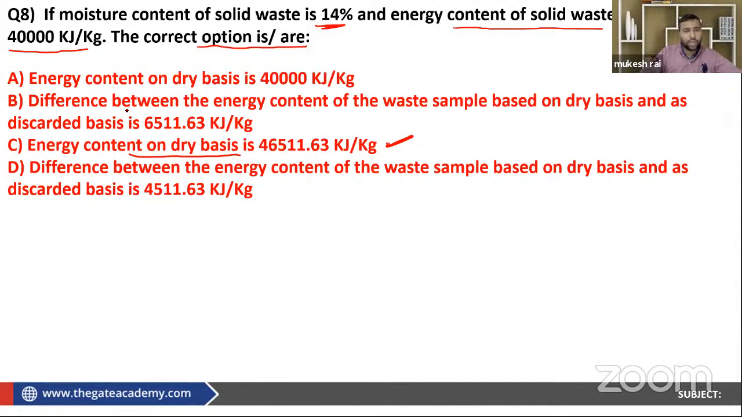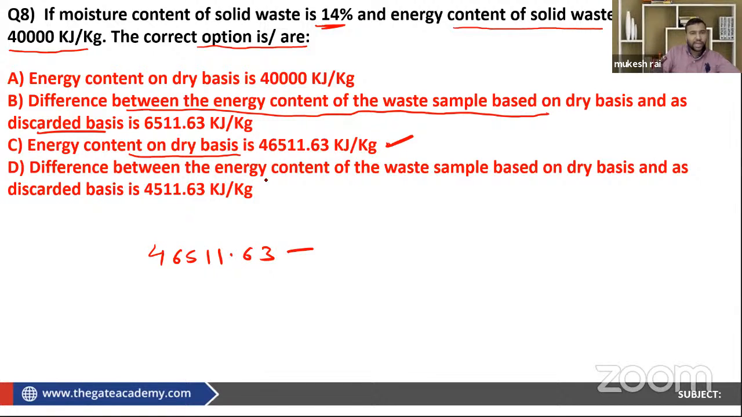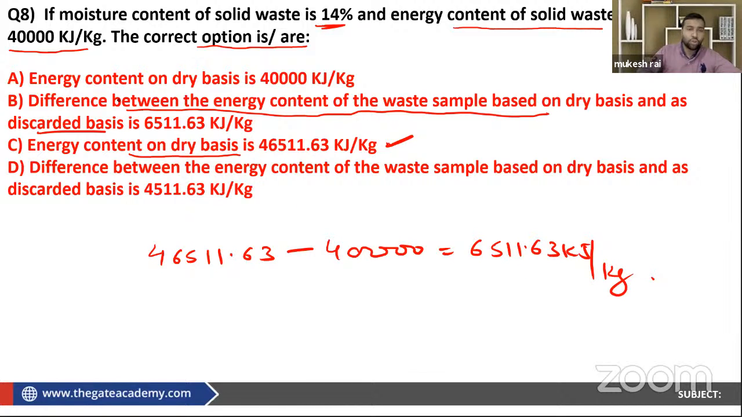Now they want us to calculate the difference between the energy content of the waste sample on dry basis and on discarded basis. On dry basis, the energy content is 46511.63 and on discarded basis, it is 40,000. So the correct answer will be 6511.63 kilojoule per kg. That is the difference between the energy content. So B and C is the correct answer.